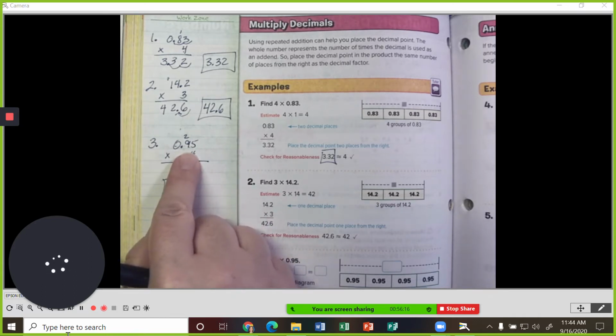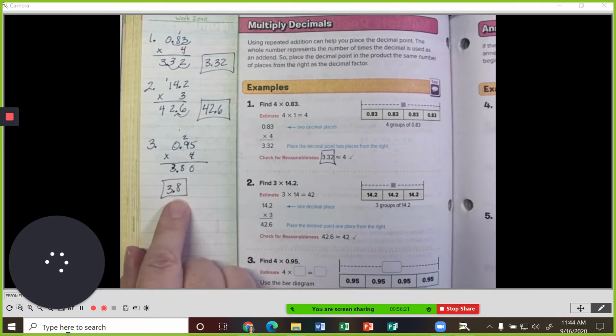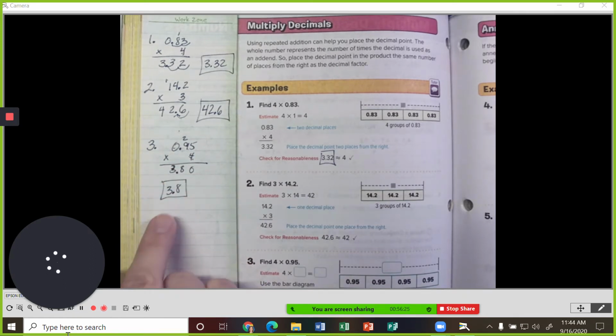0.95 is very close to 1. 1 times 4 would be 4. This is very close to 4. Okay, you can also think of it like money. It would be 95 cents. 4 times would be $3.80.